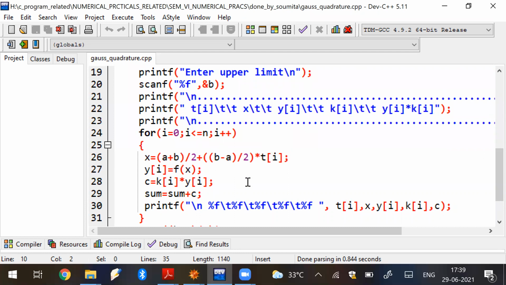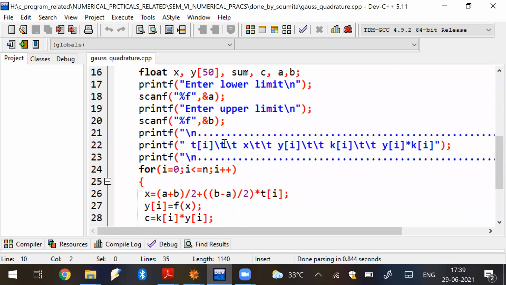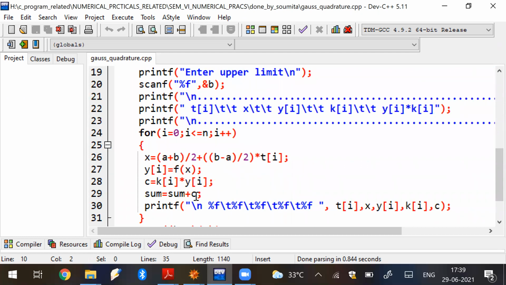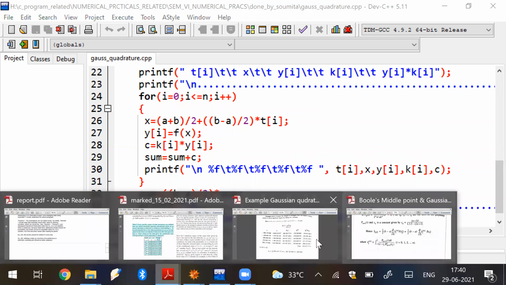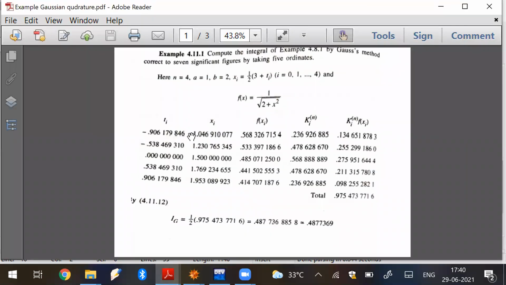Once you calculate the yi, you have to perform the multiplication for each i, ki into yi. ki is also provided, yi you are calculating, so c comes very easily. So sum equals sum plus c, sum was initialized to be 0, and each time you run this loop for every i, it is increasing by this c amount. And you are printing each and every row here, so as to create the table. You are printing each row, this one, this one, this one, this one, and this one. Okay, so for that this print is given within the loop.